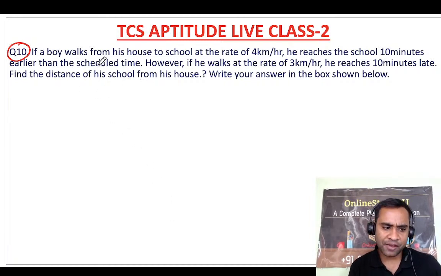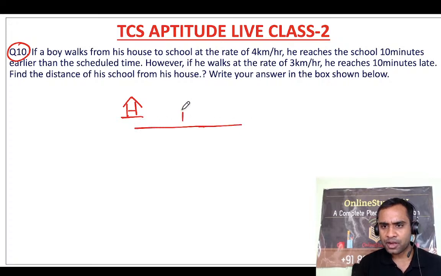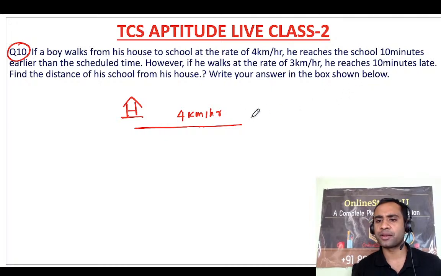Okay. Now, if a boy walks from his house to school, so there is a boy. So this is his house. A boy walks from his house to school at the rate of 4 kilometers per hour. He reaches his school 10 minutes. So suppose this is his school.